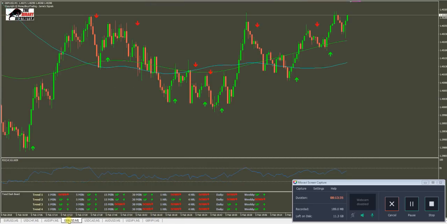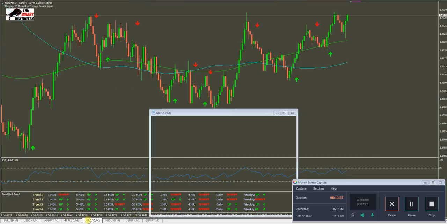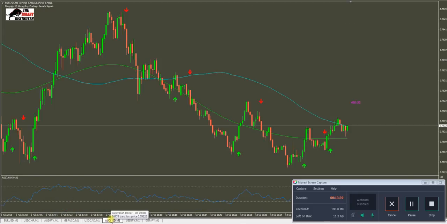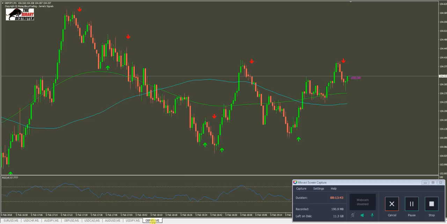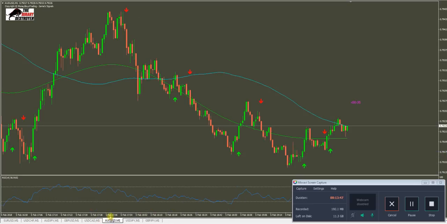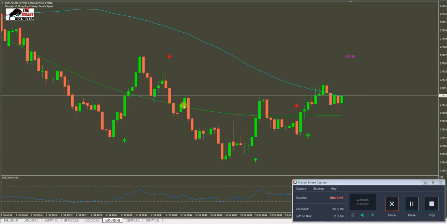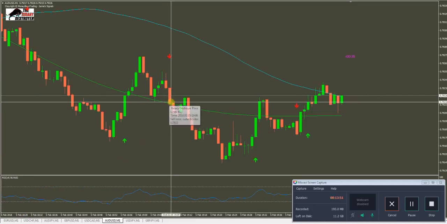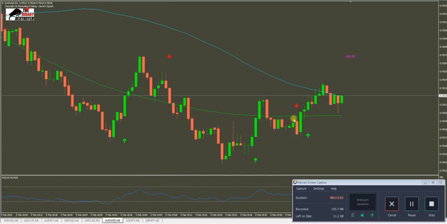GBP USD, again nothing there. USD CAD, nothing there. AUD USD JPY, there's nothing really. AUD USD would be a nice signal if I get a signal arrow to appear. If I get a signal arrow in here, that would be nice.